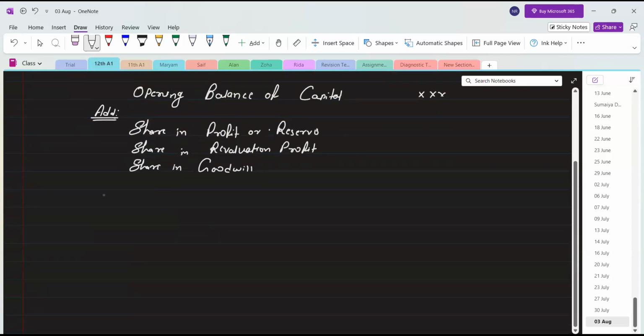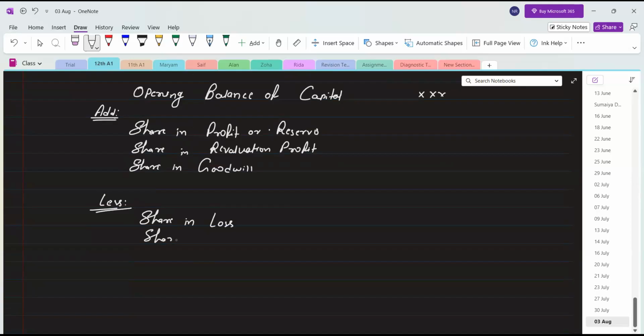After that, there will be some less item to be deducted. Share in loss, then share in revaluation loss, share in adjusting goodwill. Adjusting goodwill is written off. There is one more thing that we have discussed, share in current year profit.